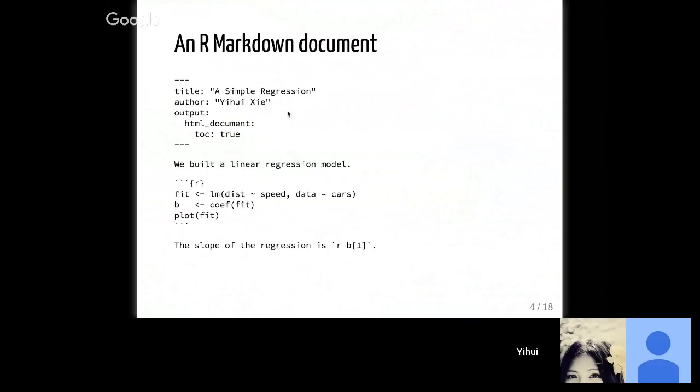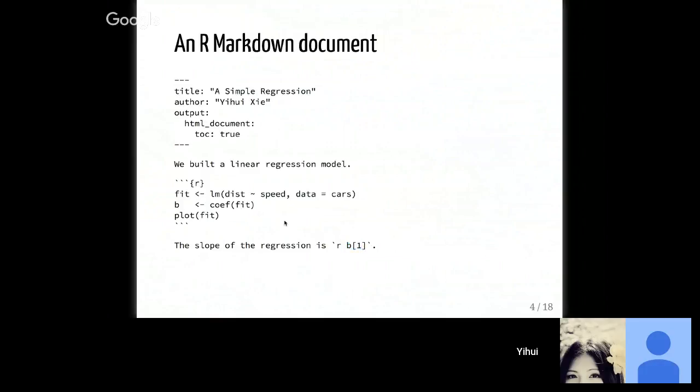An R Markdown document is a plain text document, which consists of two parts. The first part is the metadata. We call this the YAML metadata, where you can specify the title and author and output formats. The second part is the body of the document. You can have paragraphs or bullets, R code chunks, and sometimes also inline R code.